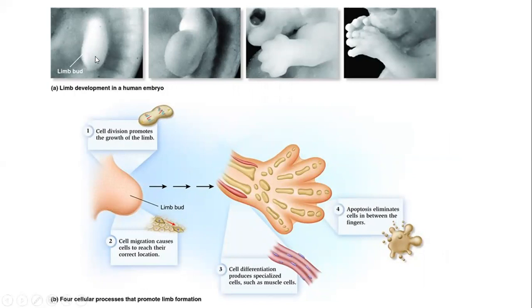So you can say the development of limbs goes from limb bud to paddle shape stage, then to formation of digital rays, then to formation of proper fingers and toes. Four cellular processes are involved in promoting limb formation. First of all, there is cell division, which promotes the growth of the limb. Then there is cellular migration. The cells are going to migrate and reach their correct positions. And then there is cell differentiation. The hyaline models are going to form, which are then going to differentiate into bones. The rest of the mesenchyme is going to give you muscles.